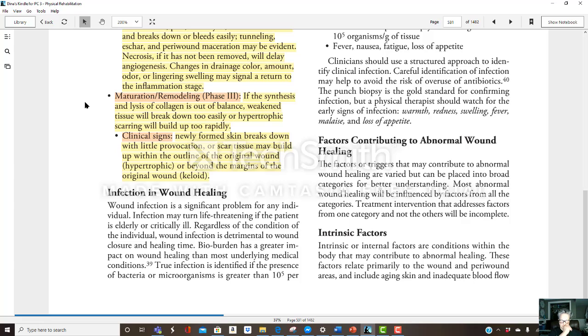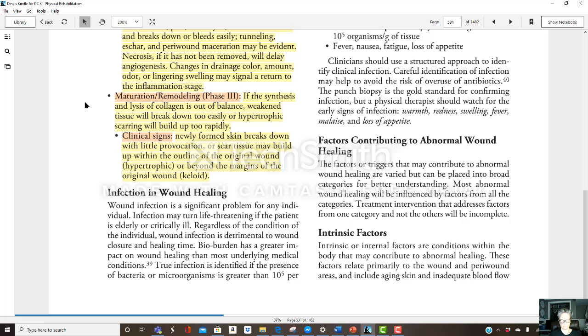Infection and wound healing. Wound infection is a significant problem for any individual. Infection may turn life-threatening if the patient is elderly or critically ill. Regardless of the condition of the individual, wound infection is detrimental to wound closure and healing time. Bioburden has a greater impact on wound healing than most underlying medical conditions.